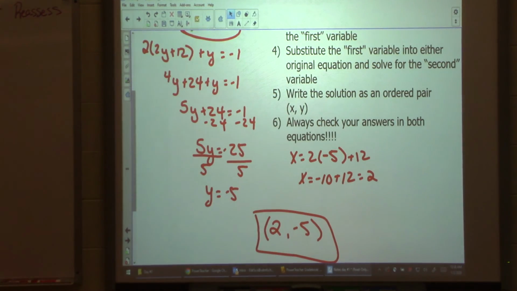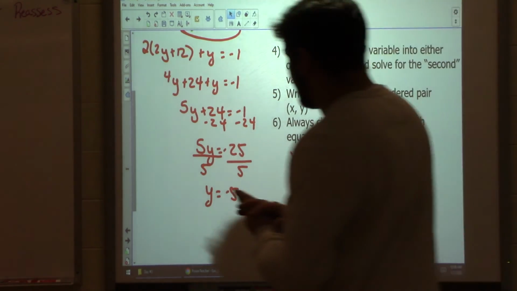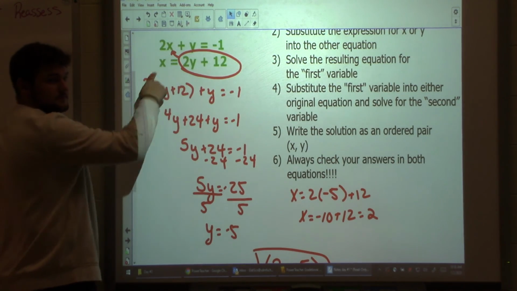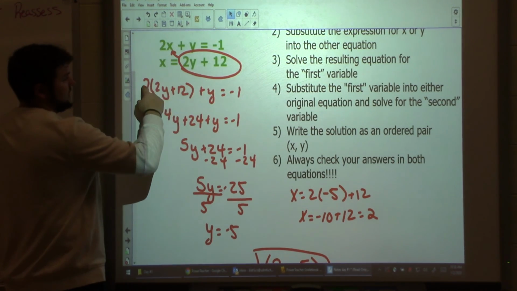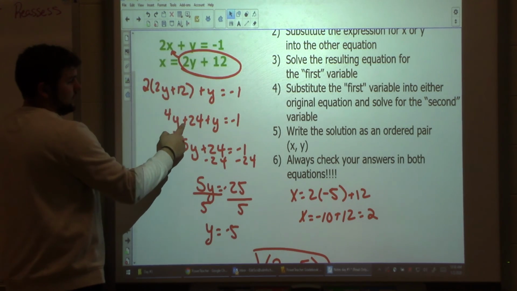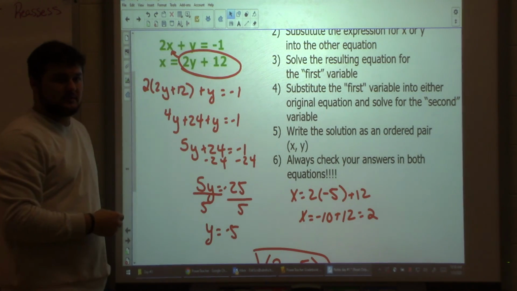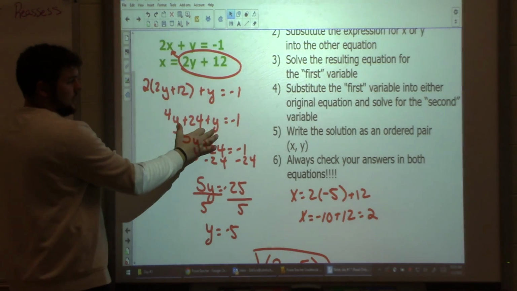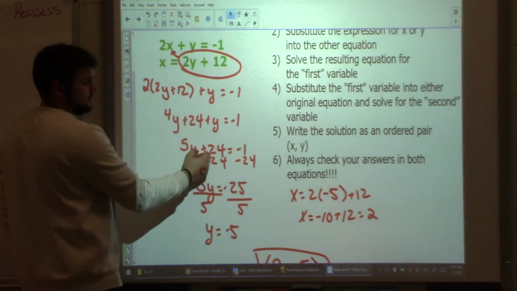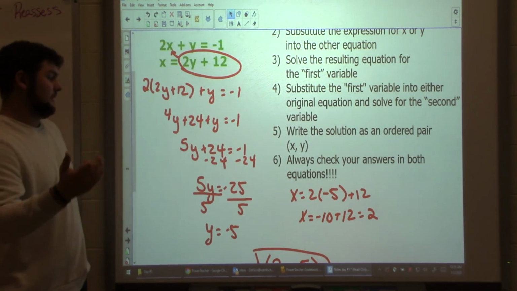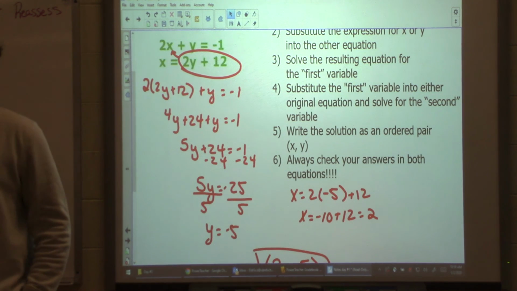Now, I ran through that super quick. Does anyone want me to go more in depth on that? Do we have any questions on this problem? Go more in depth with the beginning step. Okay. So we took 2y plus 12, we plugged it in for x, because it equals x. So I distribute my 2 then. 4y plus 24 plus y equals -1. 4y plus 1y is 5y, plus 24 equals -1. And from there, just algebra. Subtract 24, divide by 5. Does that make sense? Yeah.